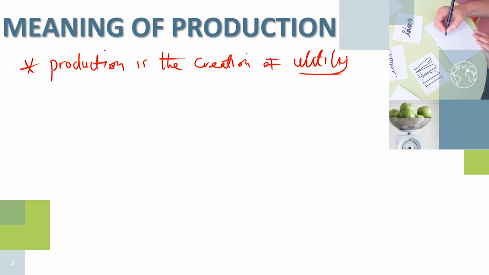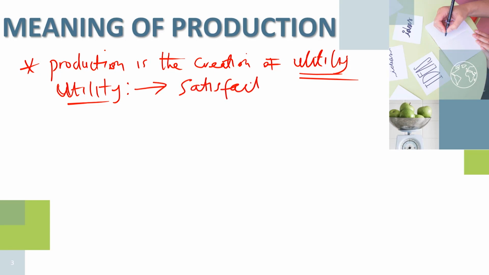And what does it mean by the term utility? Utility means the ability for any commodity, any product to give satisfaction. Production is the creation of utility, while utility means the ability of any product to give what? Satisfaction. In other words, production is the creation of satisfaction because nobody will make use of any product which will not give satisfaction. So that is one definition.